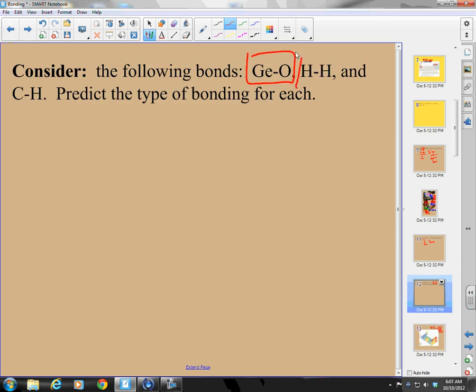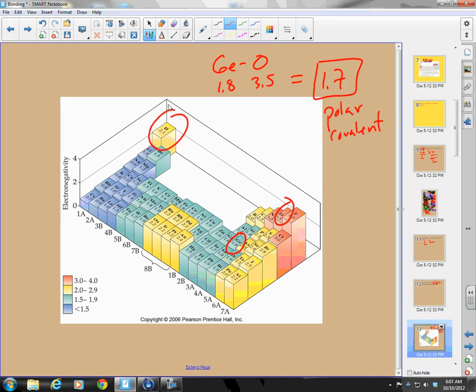HH. Good. Let's look at HH. What is H? 2.1. HH, 2.1, 2.1. Hey, what is that? The difference is 0. If it's 0, what do we call it? Pure covalent, or non-polar covalent, meaning equal sharing. Good. And the last one was, oops, here we are.